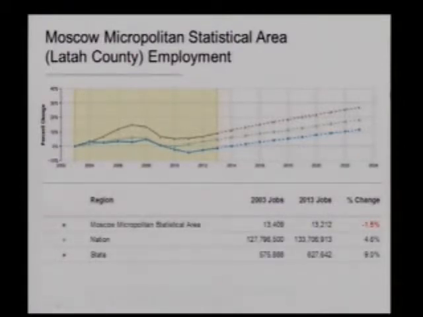And so when you project forward, you can see that 2017 is almost at the same location as the 2008 peak. And so when you hear people talk about the lost decade within the economy, that's kind of what we're looking at. So you can see from 2003 to 2013, we actually had a net change in jobs of negative 1.5% within the area. The nation as a whole grew 4.6%, and the state grew 9%.